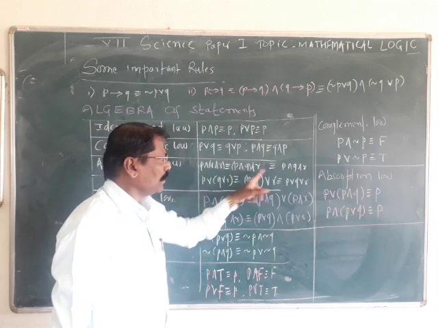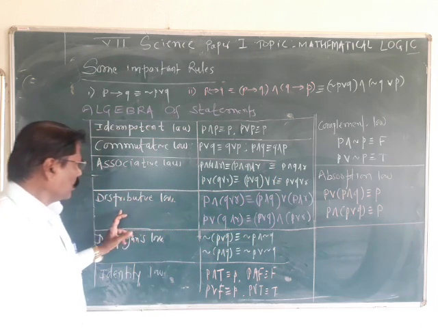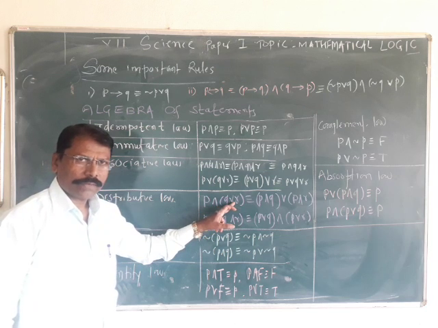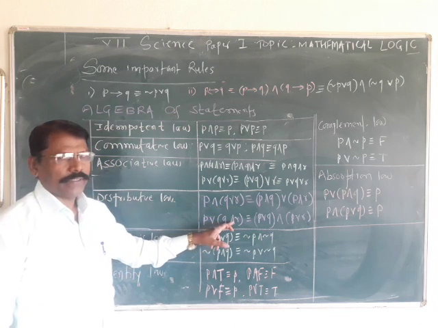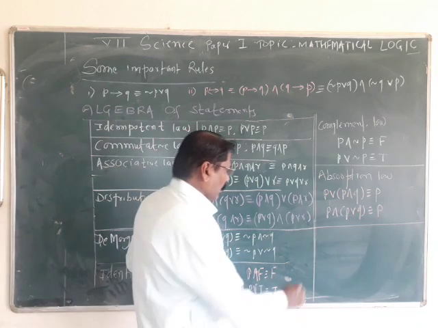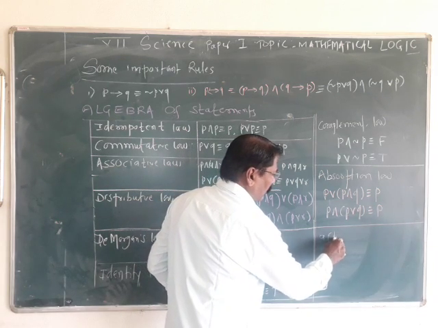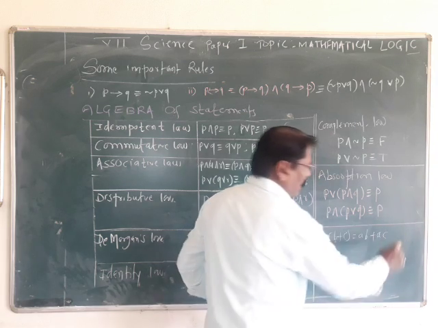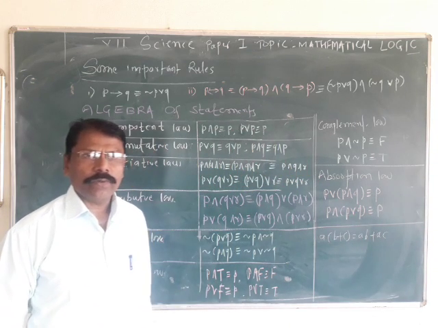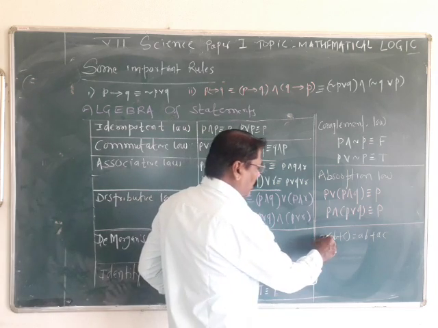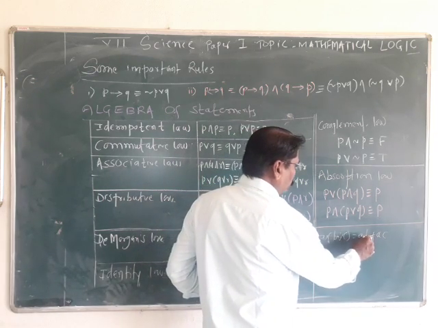It is the associative law, just change the order. Then the distributive law: distributive over OR, and also OR distributive over AND. This is in algebra, for example, in mathematics A into (B plus C) is AB plus AC. That is multiplication being distributive over addition. In logic, addition is converted into OR.